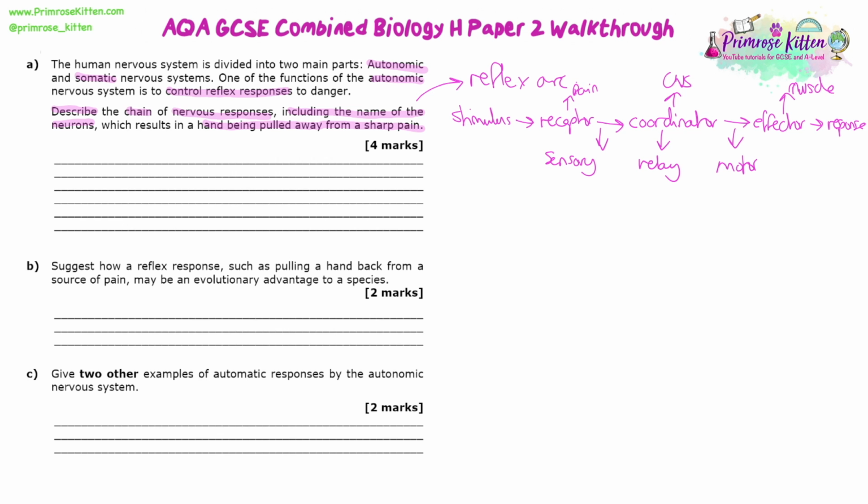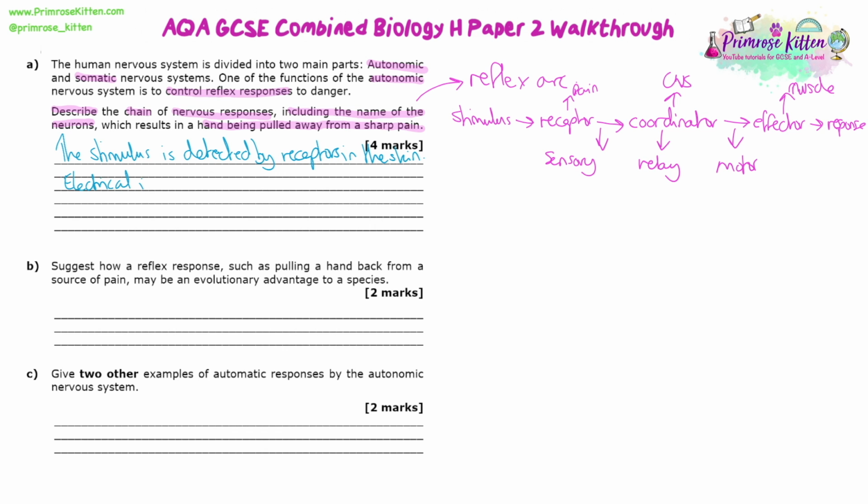And that's our response. So we've been told what the stimulus is and what the response is, so we really only need to talk about those 3 middle ones, but we're going to incorporate it into our answer anyway. So the stimulus is detected by receptors in the skin. Electrical impulses are sent down the sensory neuron to the relay neuron in the central nervous system. The impulse then travels through the motor neuron to the muscle, which is the effector, and contracts to move the arm.